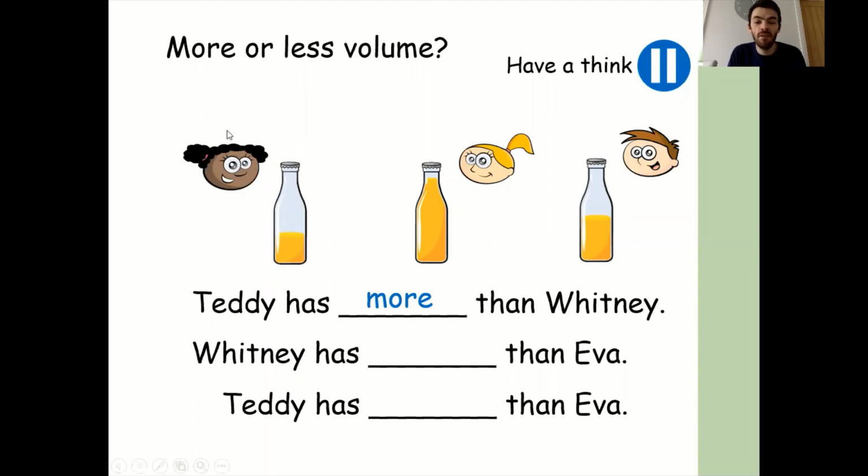Right, Whitney's here. Does Whitney have more or less than Eva, who's here? Whitney has less than Eva. There is less volume. And finally, Teddy has less than Eva, and we can see that here. Teddy has less volume in his bottle than Eva does.